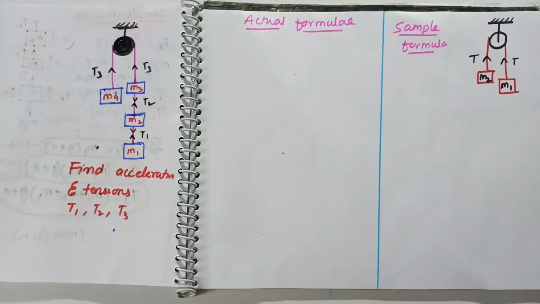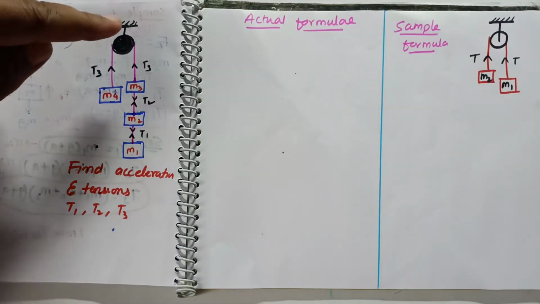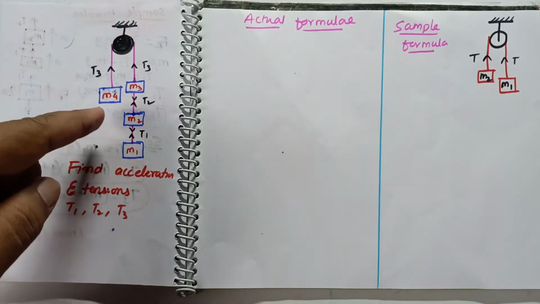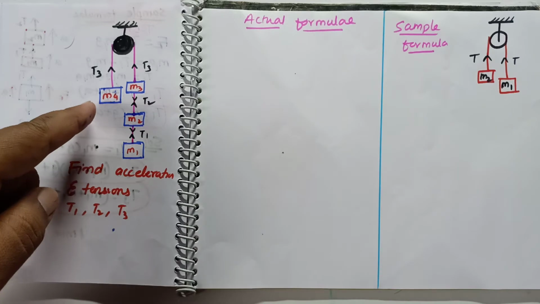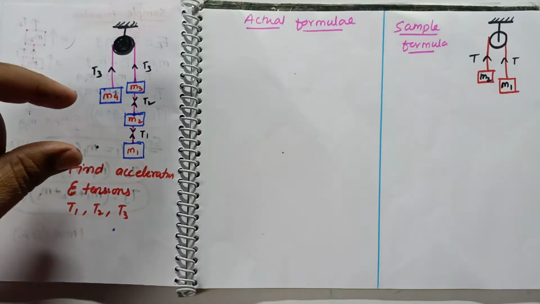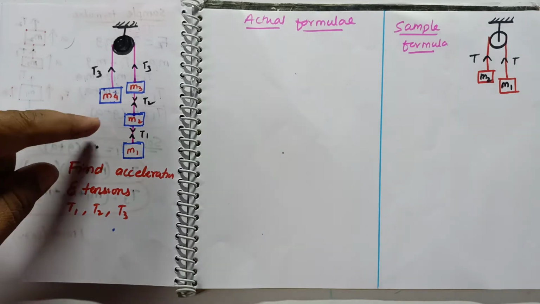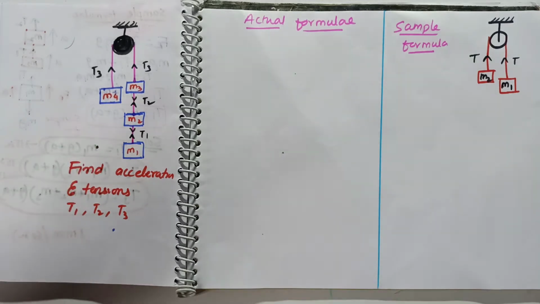Okay, so here we shall solve this problem, which is a complex pulley problem. You can see there are multiple blocks connected here: three blocks connected on the right side and one block connected on the left side. So to solve this complex problem, let us hack the system. If you hack this system, then you can solve the problem very easily in a very simple technique.